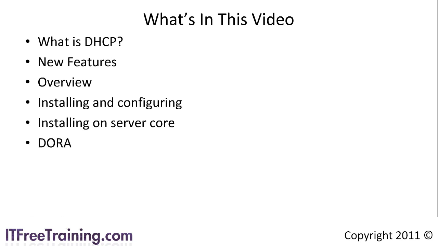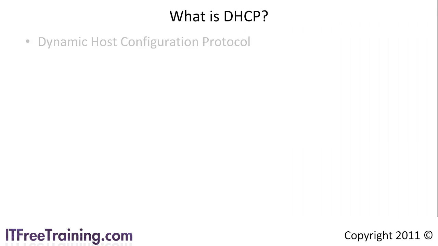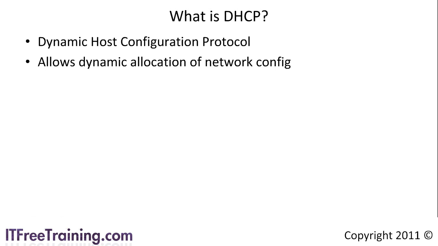The Dora Process is the process DHCP uses in IP version 4 to obtain an IP address. It is an important process to understand. So what is Dynamic Host Configuration Protocol, or DHCP? DHCP has been around since the early 90s. DHCP allows for dynamic allocation and management of network configuration.